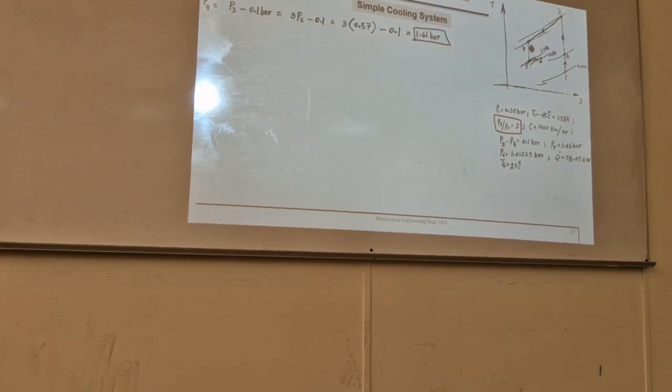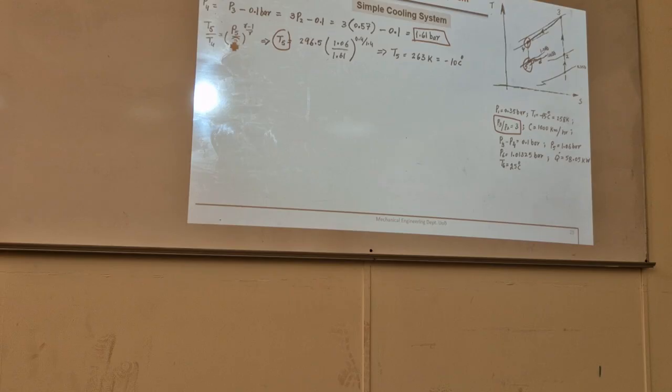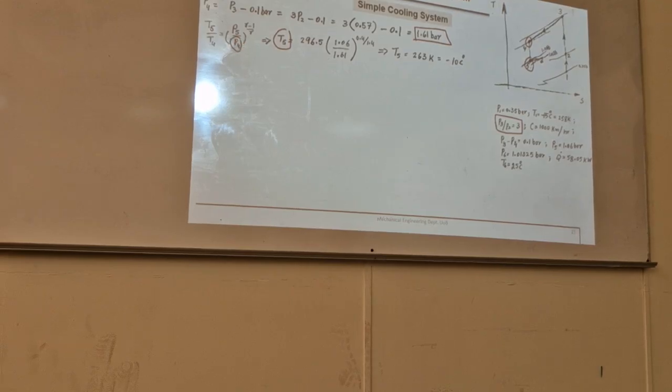Okay. So now we have P4 equal to 1.61 bar, because I need P4 divided by P5 is equal to T4 divided by T5. Now I can apply this equation to find out T5. But P4 is not equal to P3 in this problem. So here you will have the answer in Kelvin, converted to Celsius if you want. So now T5 is known. Now we can find out m dot.